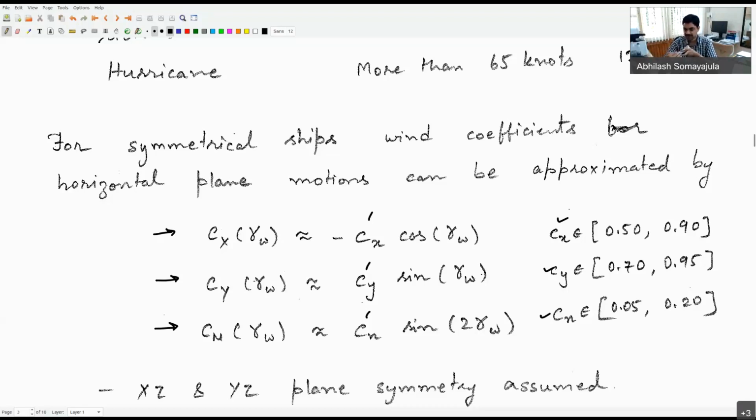Similarly, when I come to a perfectly head-on condition or following condition wind, you should also see that the yaw moment should be close to zero, which is why for a fully symmetrical ship, which means fore and aft symmetry as well as port and starboard symmetry, I can definitely say that the yaw must be varying as 2 times sine of gamma W, right? Because in that case, a beam wind should also result in zero yaw if it's fore and aft symmetric.